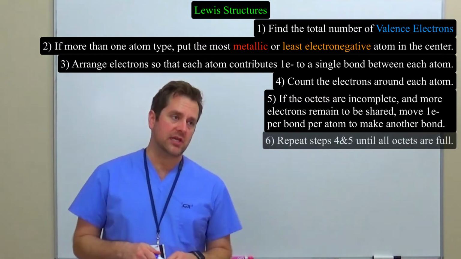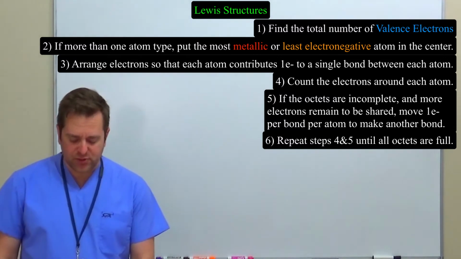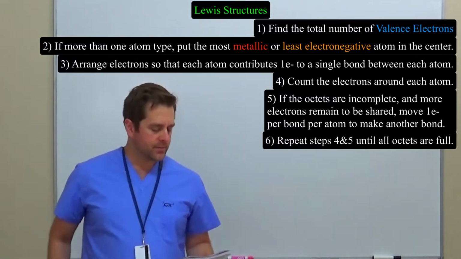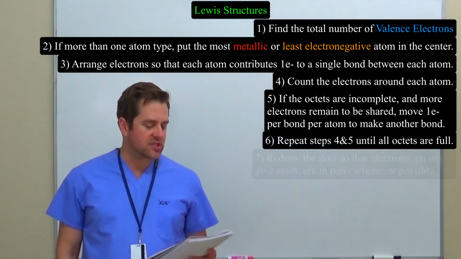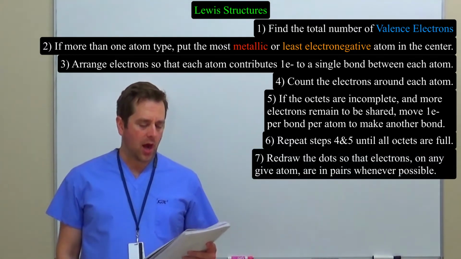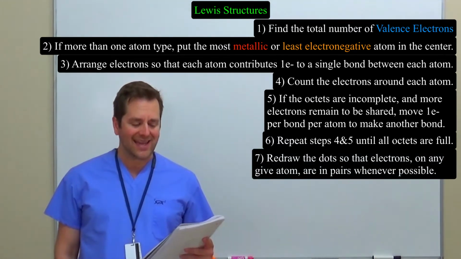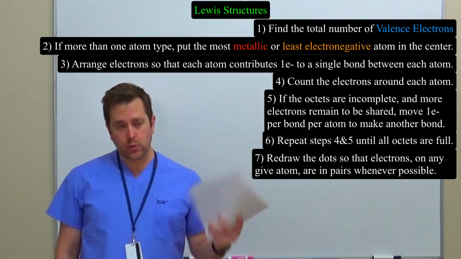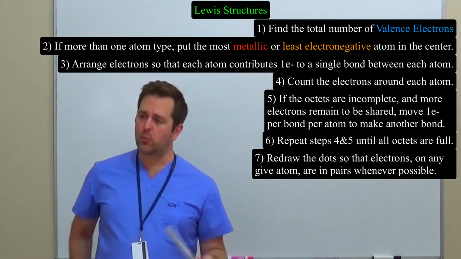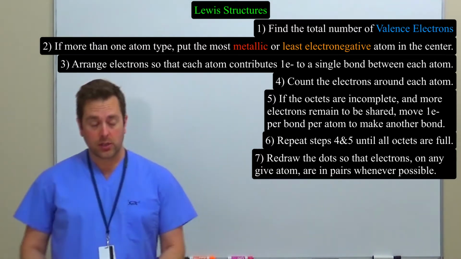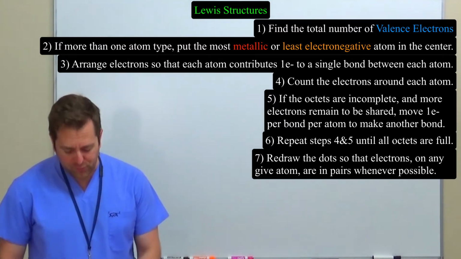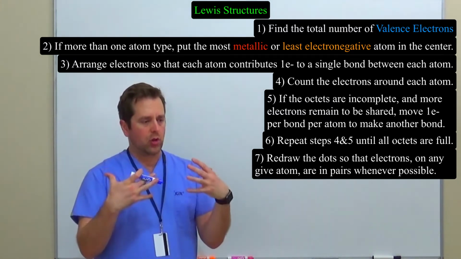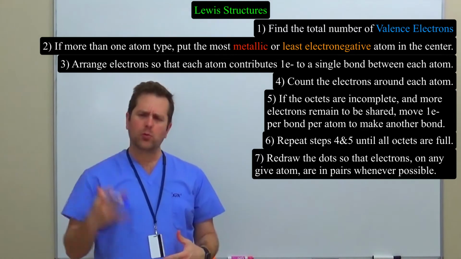Okay, step number 6. We're going to repeat steps 4 and 5 until all octets are full. And the last step, number 7, redraw the dots so that electrons on any given atom are in pairs whenever possible. So we'll come back to these steps and reference them as we do all these problems because we're going to get plenty of practice. But before we do, I do want to show you some very general bonding patterns that we always have to remember.